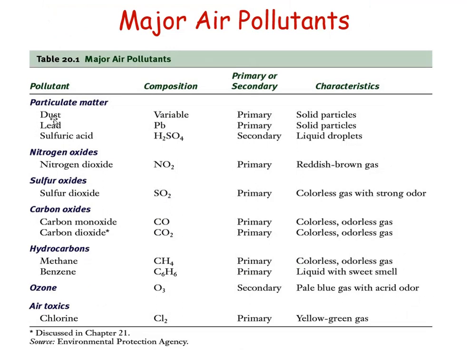This is the detail about each. The particulate material could be very small dust particles, it could be metal, lead particles, it could even be droplets of sulfuric acid and other acids. So different types of pollutants can be present in the air. This is the composition in formula terms, and whether it is a primary or secondary pollutant, this column is showing that, and their characteristics. These are solids or gases, the colors and various characteristics are given here. Again, this slide is just to give you the idea about the major air pollutants and their characteristics.